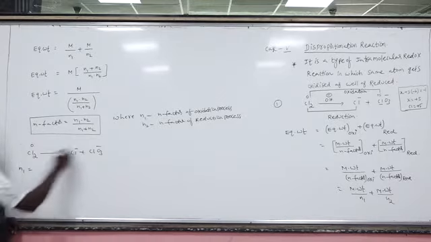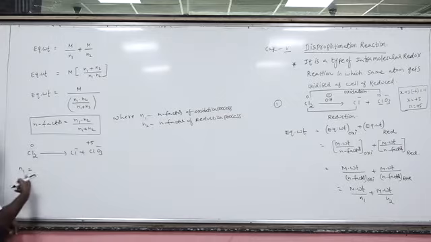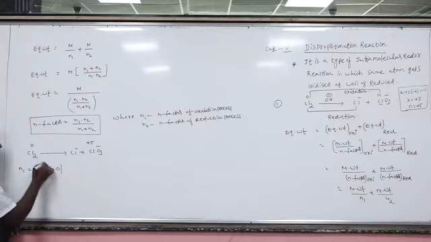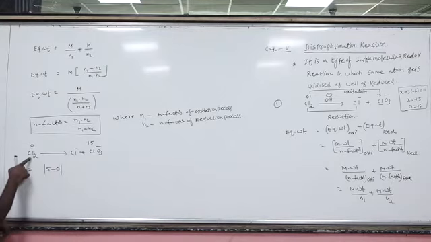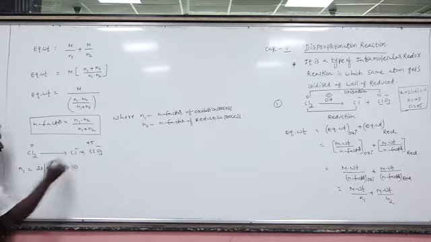0 to plus 5. Now what is the n factor in the oxidation process? Change in oxidation number, right side minus left side. Now how many atoms per mole of the species? 2 atoms are there. So N1 is equal to what?